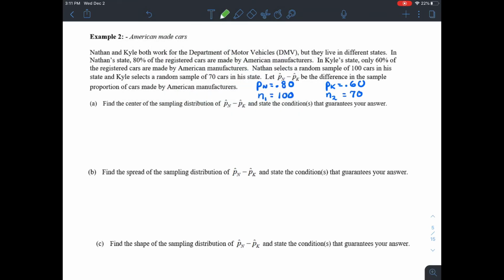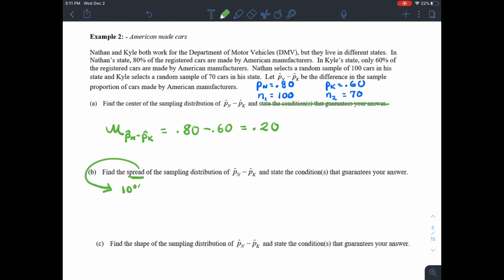Okay, we are asked in number 1 to find the center of the sampling distribution and state the condition that guarantees your answer. There is no condition that you need to show for finding the center. Okay, so the center of our sampling distribution for the difference in Nathan's minus Kyle's sample proportions would be just that, subtracting their population proportions, we get 0.2. Okay, you always want to show the condition first, if there is one to show, before you do the calculation.